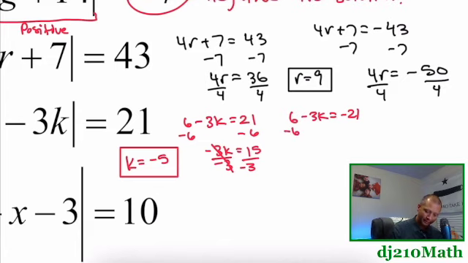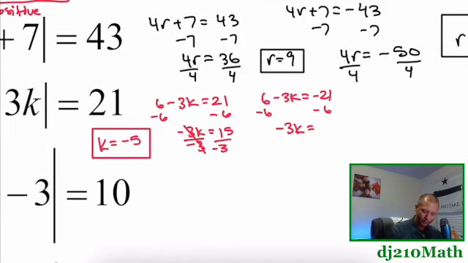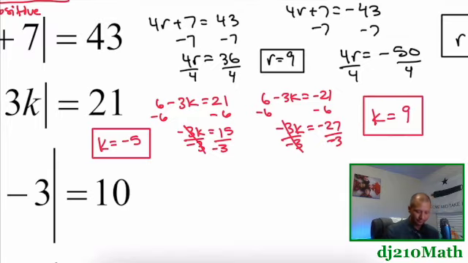Then we have minus 6, minus 6, negative 3K is equal to, again, they're both negative, so I'm adding 21 plus 6 is 27, and then they stay negative. Divide both sides by negative 3. K is equal to, negative divided by negative is positive, 27 divided by 3 is 9. K is equal to 9.